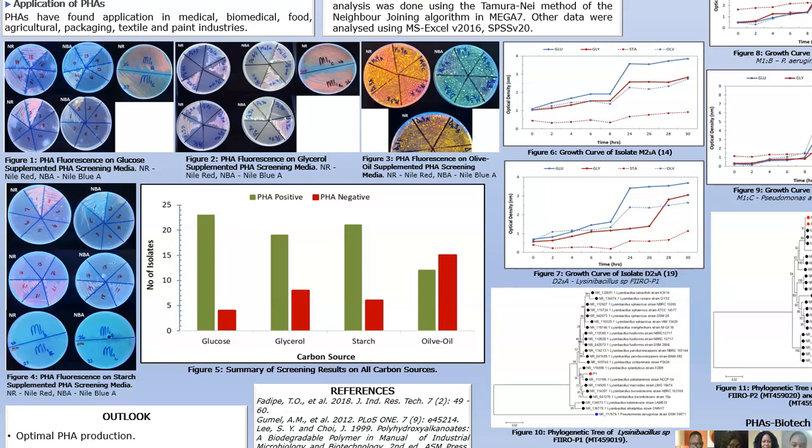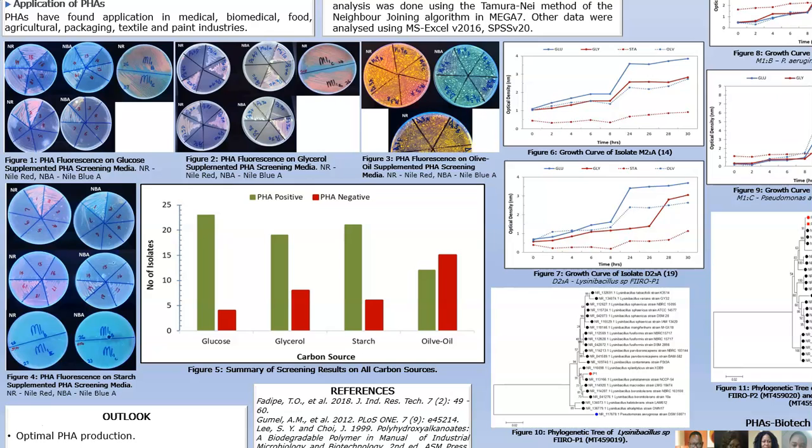We also observed in figure 5 the summary of the screening result that for glucose, glycerol, and starch, we had a lot of organisms that were positive on those carbon sources. We had about 40% organisms that were positive with olive oil. And we observed that glucose was the carbon source where we had most PHA positive isolates. This is not surprising because we know that most organisms, living systems, prefer simple sugars such as glucose for energy generation.